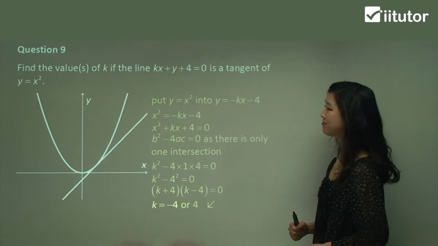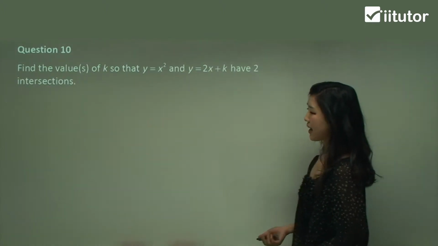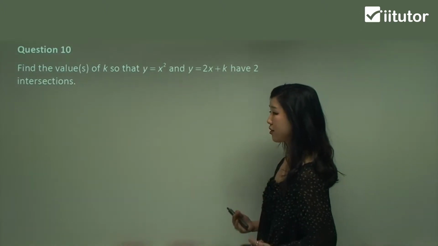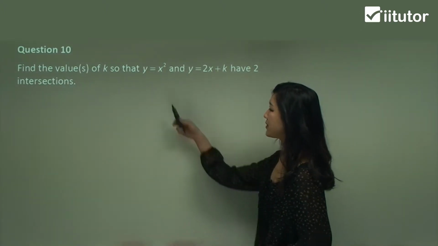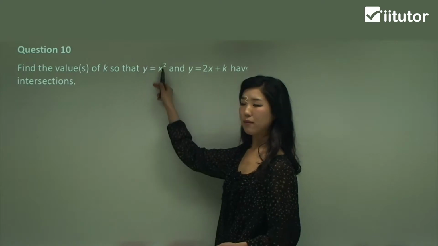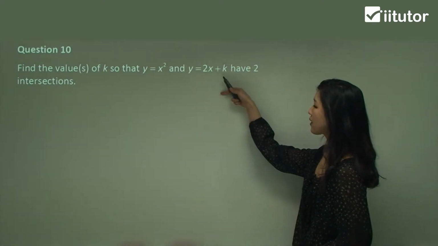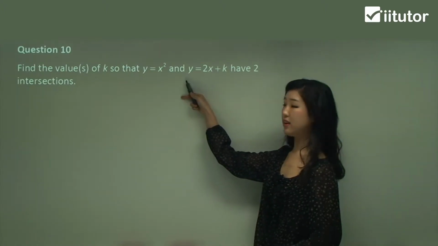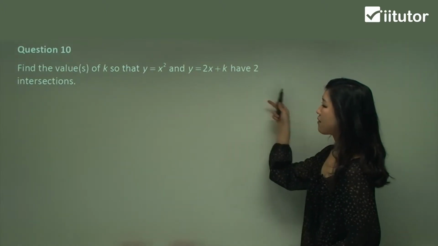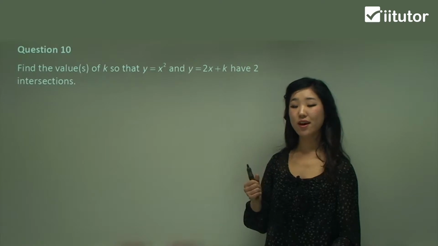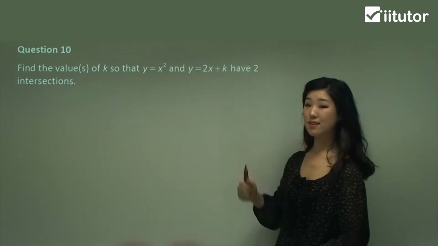And let's move on. Question 10 says find the value or values of k so that y equals x squared, so again, we have the same parabola this time, y equals x squared and y equals 2x plus k. So we've got a different linear function this time. Have two intersections. Okay, they clearly say there's two intersections.